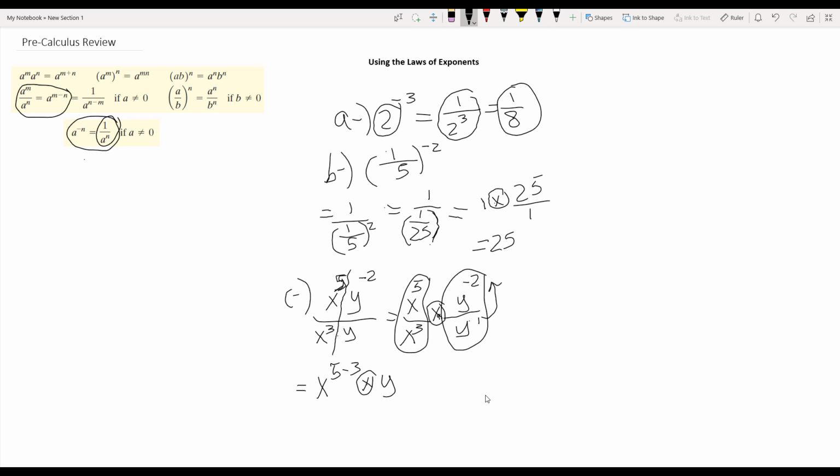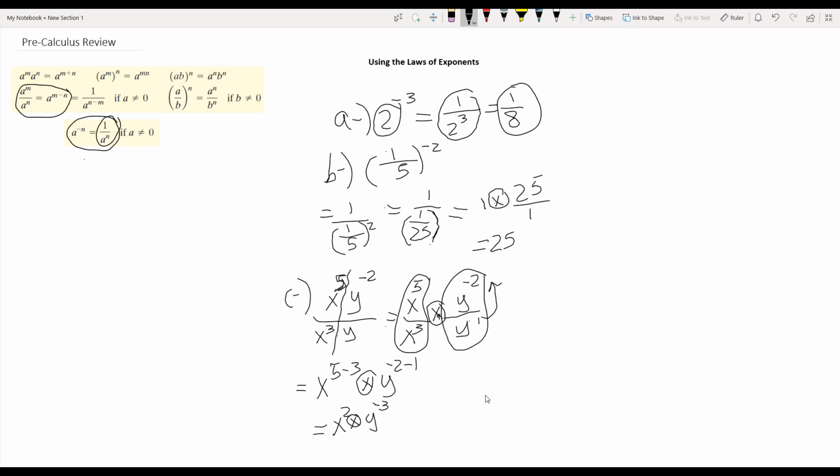Alright, so you're multiplying times y to the minus 2 minus 1. Okay, so that becomes what? Well, it simply becomes x to the second power times y to the negative 3, right?